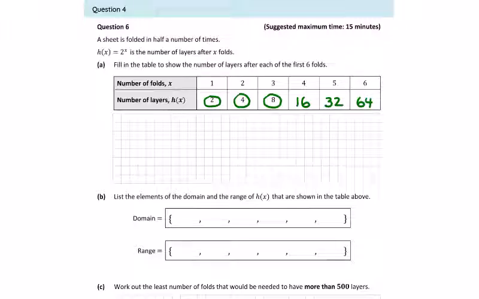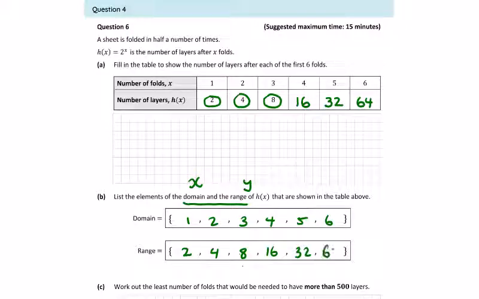We're asked to list the elements of the domain and the range. So it's your knowledge of domain and range. Now D comes before R in the alphabet, and X comes before Y. So domain is X. So X are my 1, 2, 3, 4, 5, 6. And the range are the answers that these give: 2, 4, 8, 16, 32, and 64.